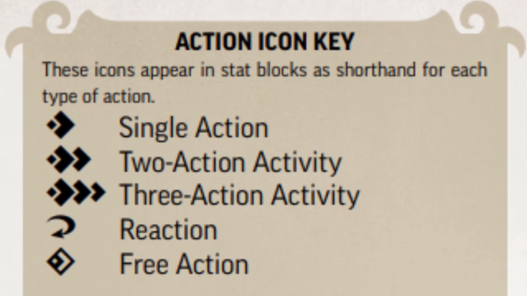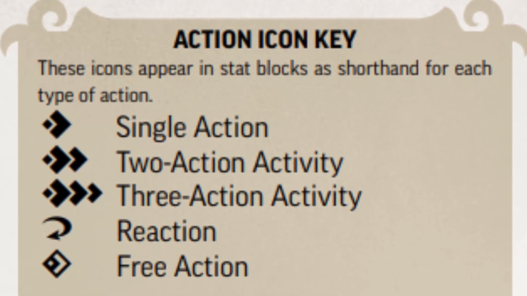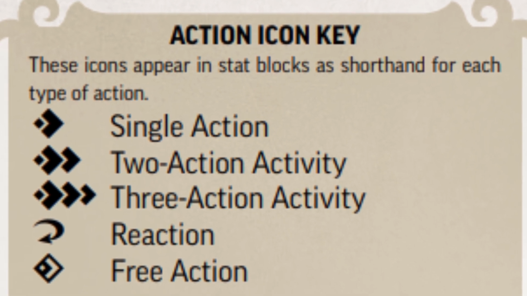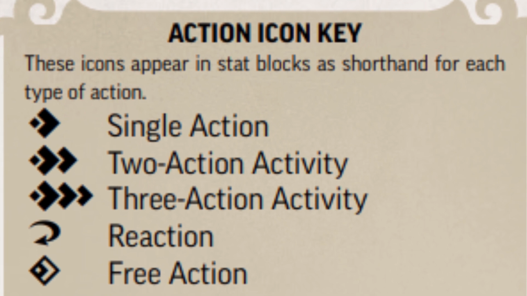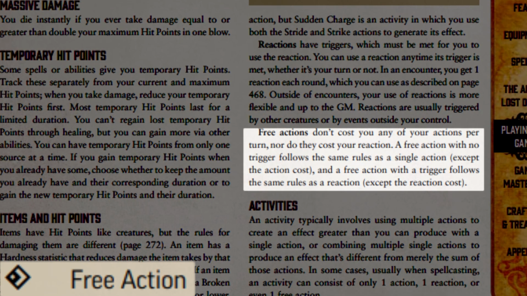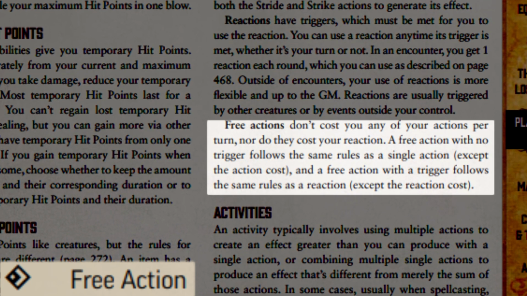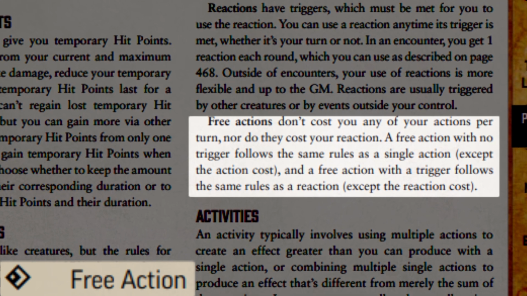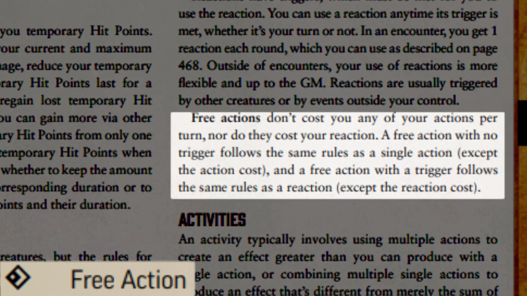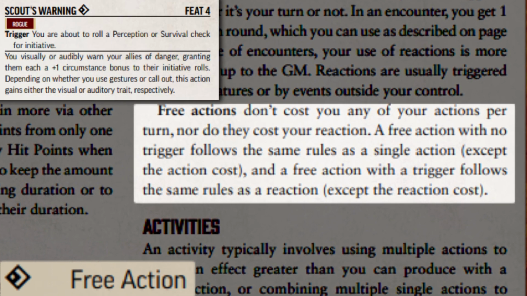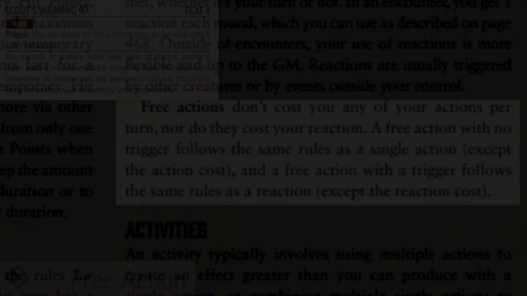There are 4 distinct types of actions in Pathfinder, each represented by a different symbol. These are free actions, single actions, reactions, and activities. Free actions are abilities and maneuvers that require no extra time to complete, and thus don't deduct from your 3 actions per turn. Some examples of a free action would be dropping a held item, speaking to someone, or even some feats like the rogue's Scout's Warning.